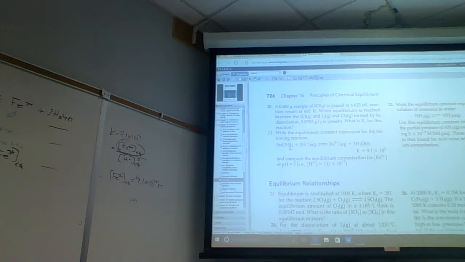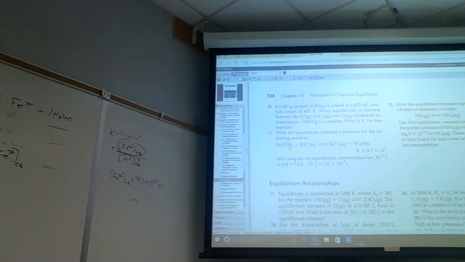Actually, would that be right? No, sorry. This would just be H plus initial minus 3x gives us this. We know what X is, because X must be the iron 3 plus concentration, so we can go back and figure out what the initial H plus concentration is. That will be an aside.